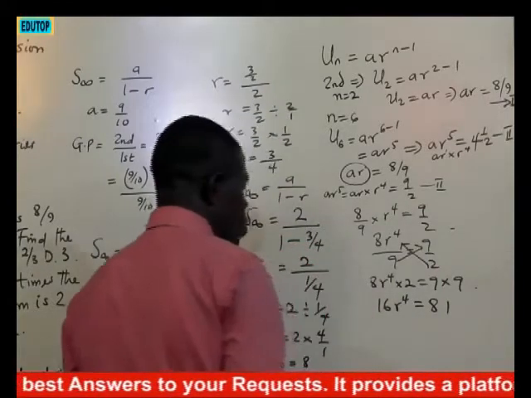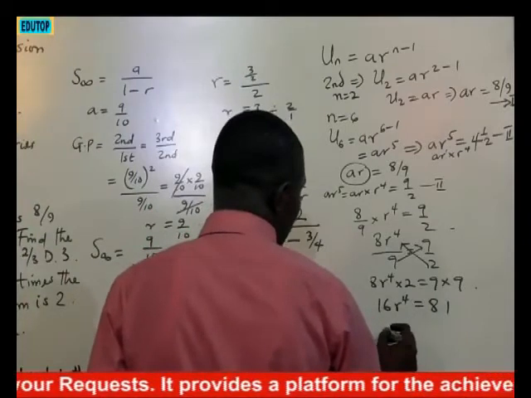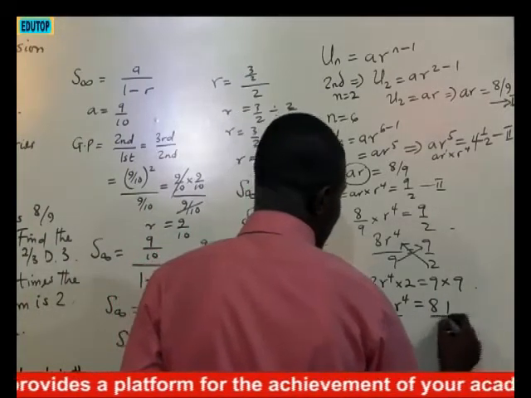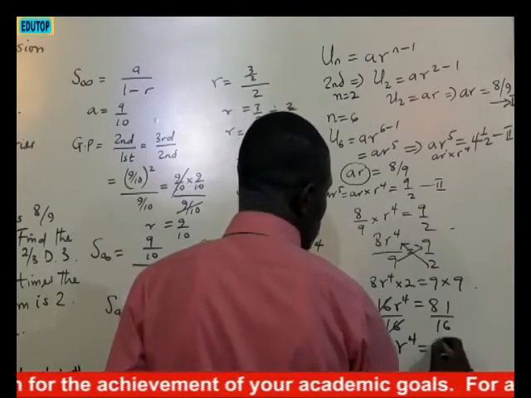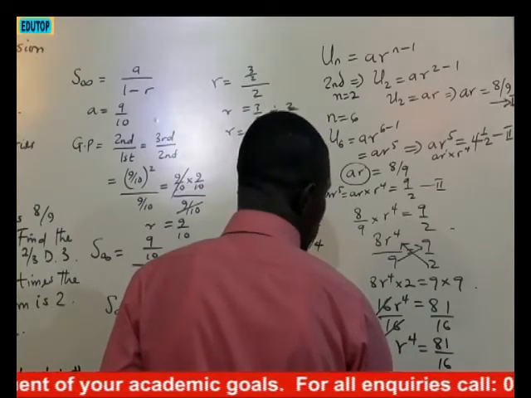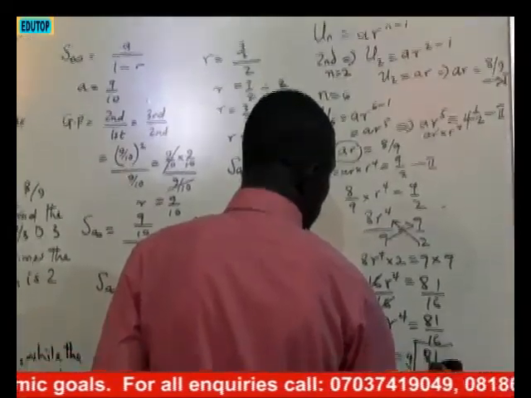Then I will divide both sides by 16. Let me divide both sides by 16. So this 16 can cancel this. So I have r raised by 4 equals to 81 over 16. And my r that I'm looking for will be the fourth root of 81 over 16.